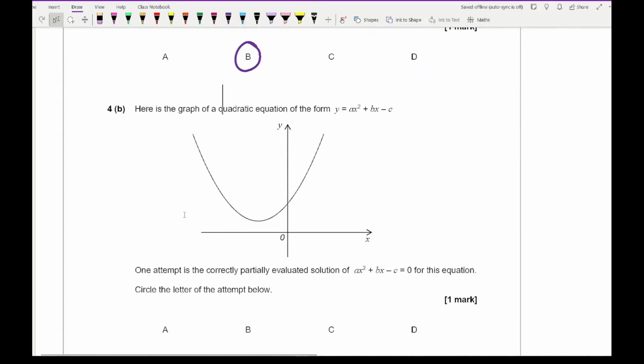Now for 4b, it says here is a graph of the quadratic equation of the form y equals ax squared plus bx minus c.